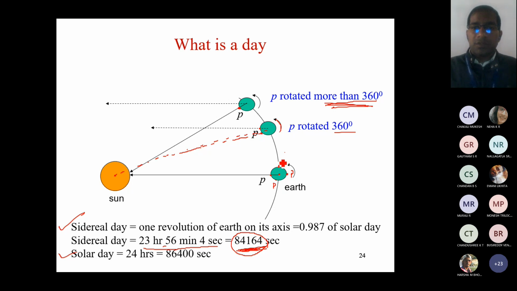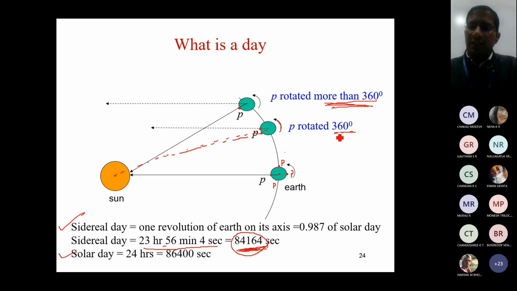But if you see, when the Earth is rotating, this point P is moving like this. When P completes a 360-degree rotation, it is not pointing towards the sun. It is pointing somewhere here, because a 360-degree rotation means it will come back here. So it is not pointing towards the sun. The sun is somewhere here. So this point we can call forenoon.